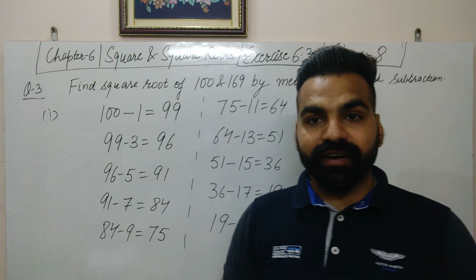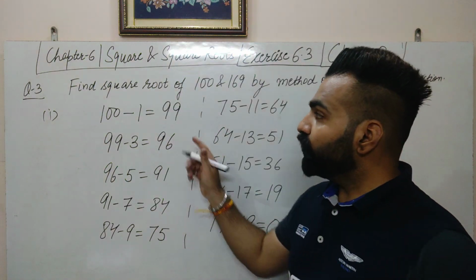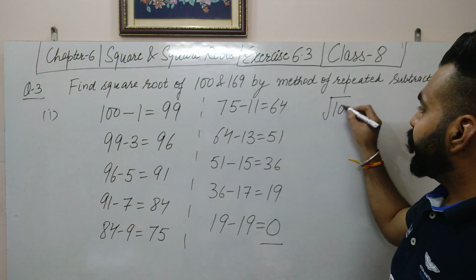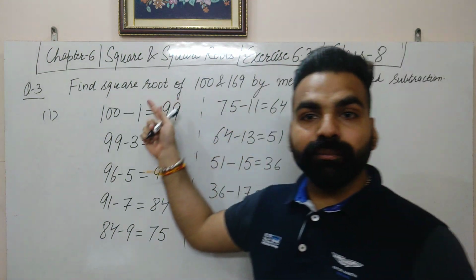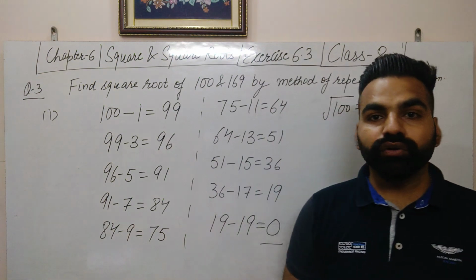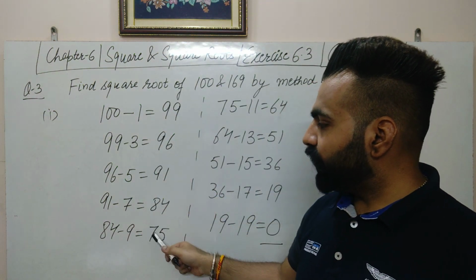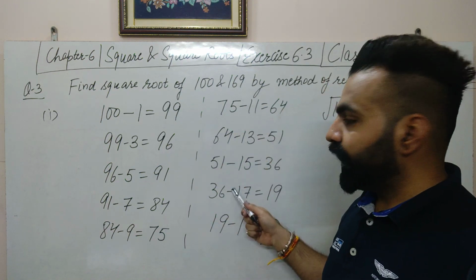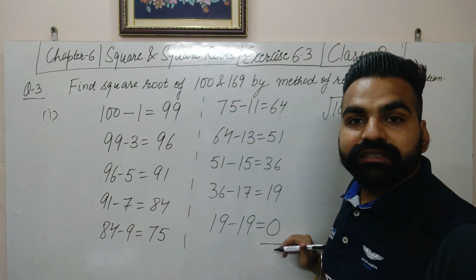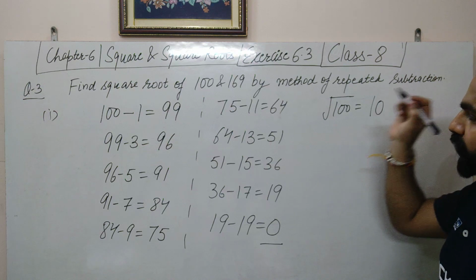So 100 is a perfect square, and we know that 100 is equal to 10 square. So now to find the square root of 100, what we have to do is count the number of steps here. The number of steps here will be equal to the square root of the number. So let us count the steps. 1, 2, 3, 4, 5, 6, 7, 8, 9, 10. So in 10 steps, we finally found the answer 0. So the square root of 100 will be 10.